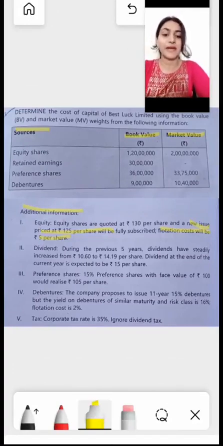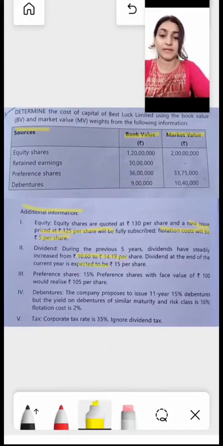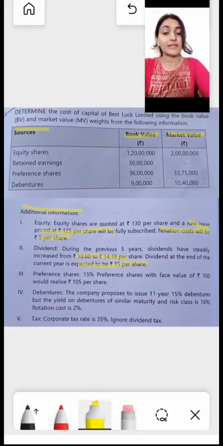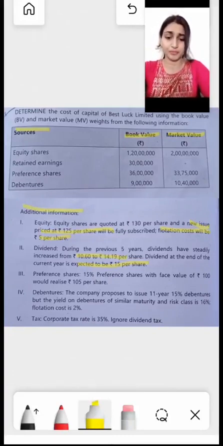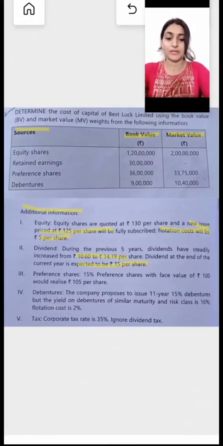Dividend during the previous 5 years, a dividend have steadily increased from 10.60 to 14.19 per share. Dividend at the end of the current year is expected to be 15 per share. Okay, this is a dividend price approach with growth they have given, to find out the cost of equity. Directly they have not given the growth percentage, but indirectly they have given over here. So 10.6 it has increased to 14.19, and from 14.19 the current year dividend is 15. That means there is a growth over here. So we should find out what is the growth percentage.